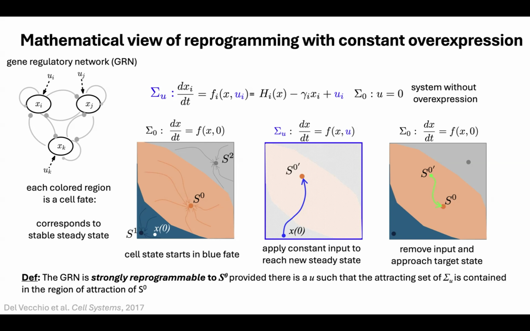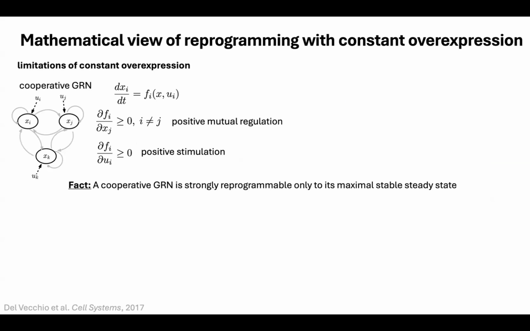So we will say that the GRN, the gene regulatory network, is strongly reprogrammable to your target state if there is an input such that the resulting attracting set of this input is contained in the region of attraction of your target set. So that means that if you apply this input, it doesn't matter where you start, you're going to land in the region of attraction of your end state here.